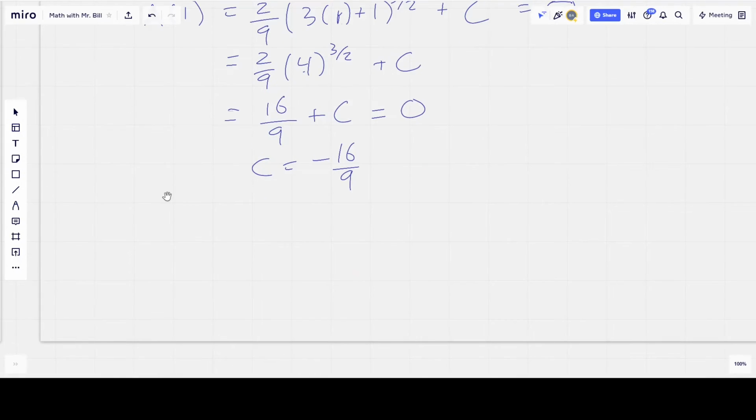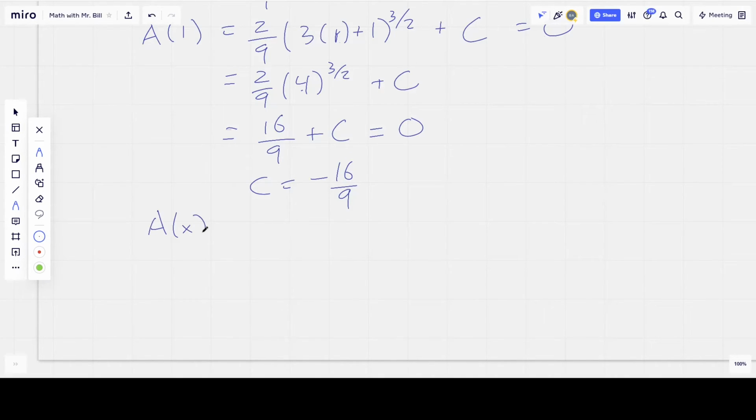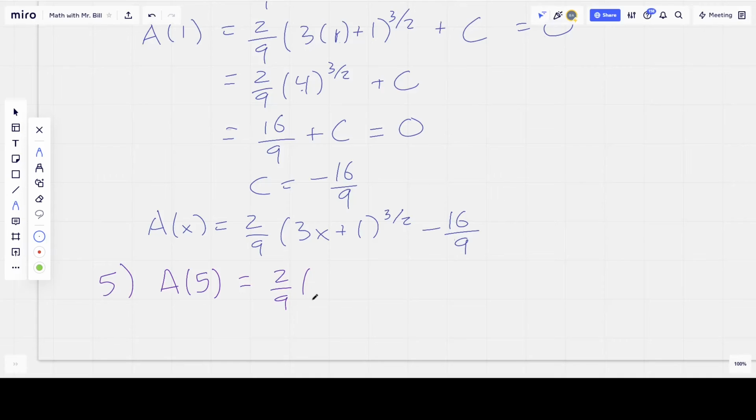Okay, so now we've got an entire picture for A of x. So A of x is equal to 2/9 times (3x plus 1) to the 3/2 plus c, which is negative 16/9, or minus 16/9. And then the last step for this problem is to determine what the area is. So we find A of 5, because that's the upper limit to our integral. And that's going to be equal to 2/9 times (3 times 5 plus 1) to the 3/2 minus 16/9.